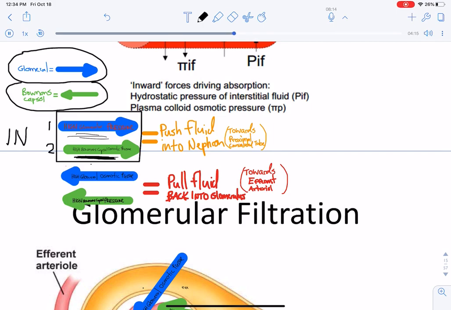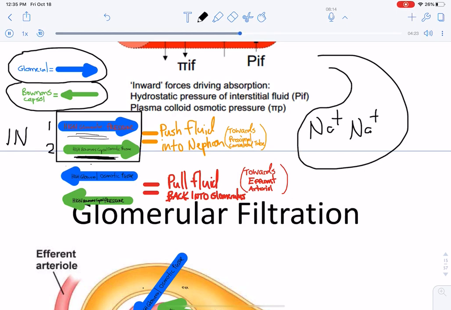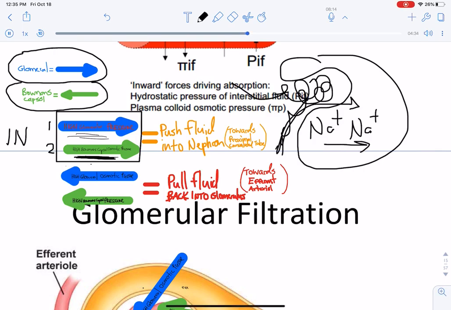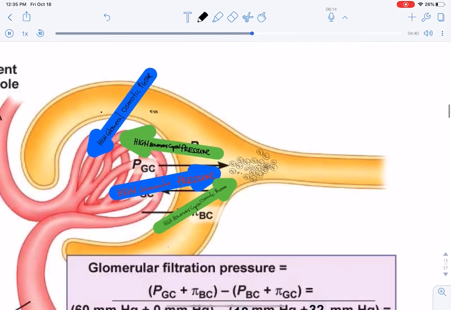All that means is that there's a bunch of salt inside of Bowman's capsule at the arterial side, and that's going to suck up the fluid getting pushed out by the high pressure from the glomerulus. So from the high arterial end, it's pushing out high pressure, and then Bowman's capsule sucks it in. But it doesn't push it all in.